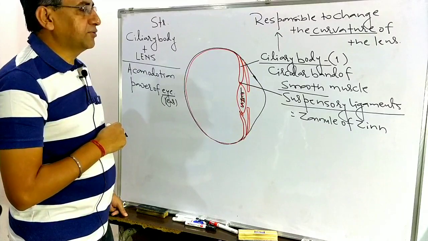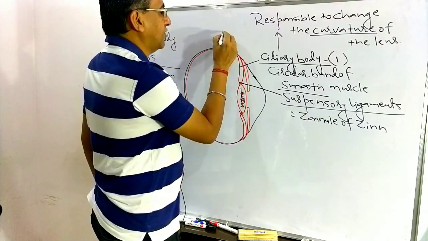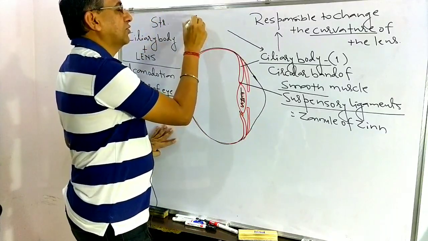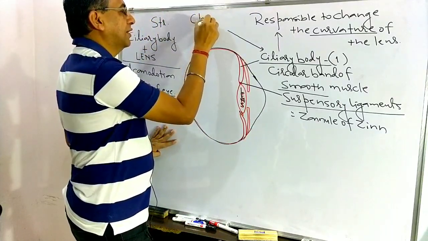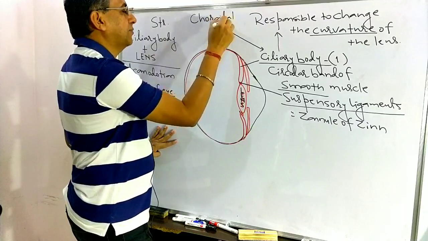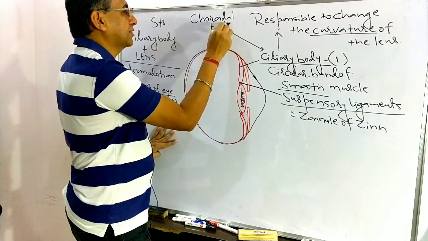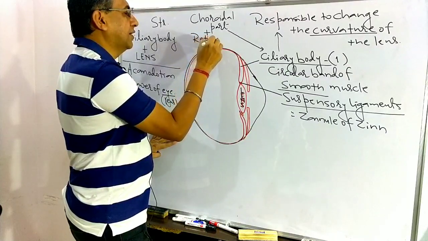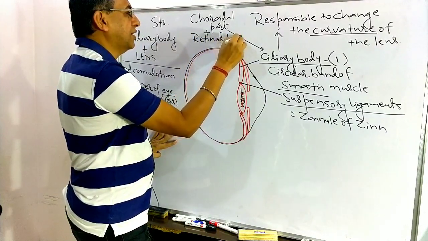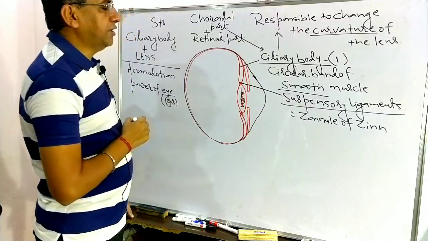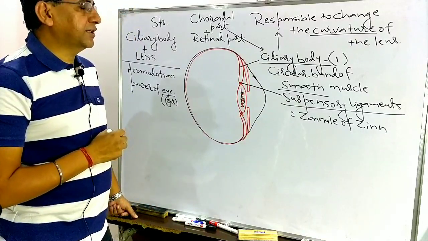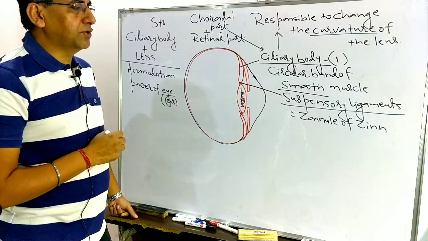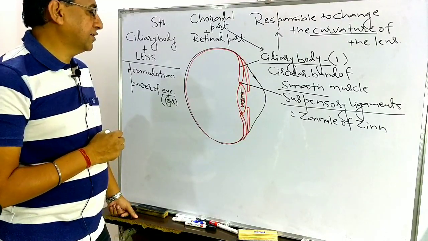So this is the ciliary body. The ciliary body consists of two parts. One part is known as the choroidal part, and one part is known as the retinal part. The retinal part and the choroidal part of the ciliary body combine to form the ciliary body. With this ciliary body, there are suspensory ligaments, the zonule of Zinn, which help to hang the lens here.